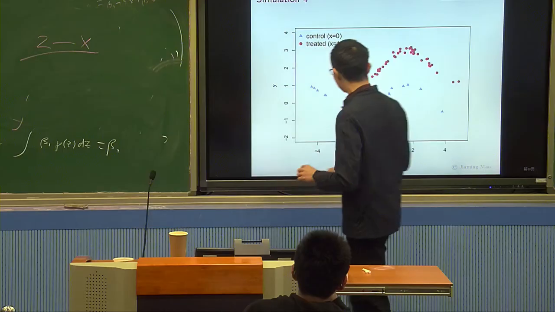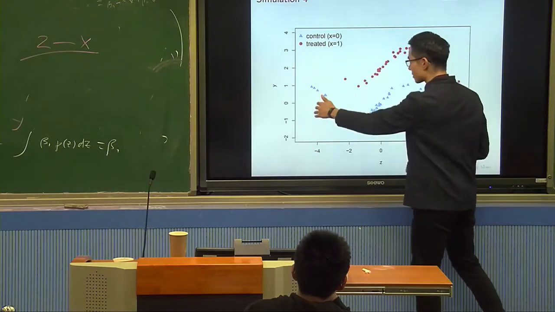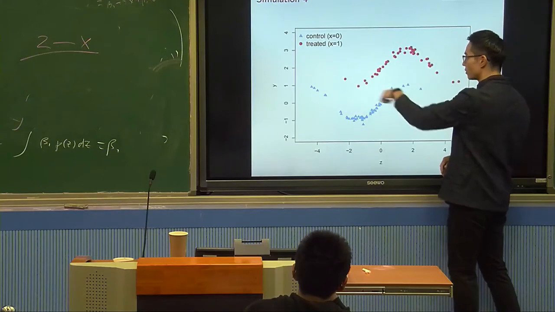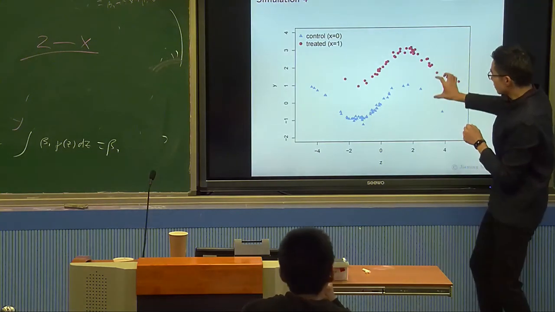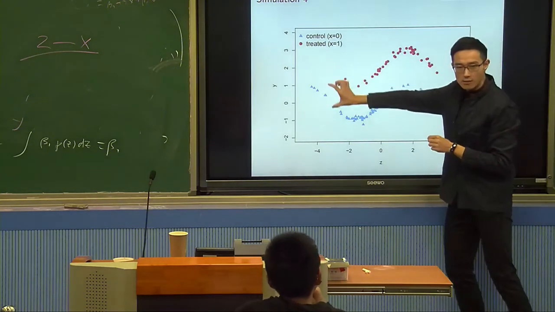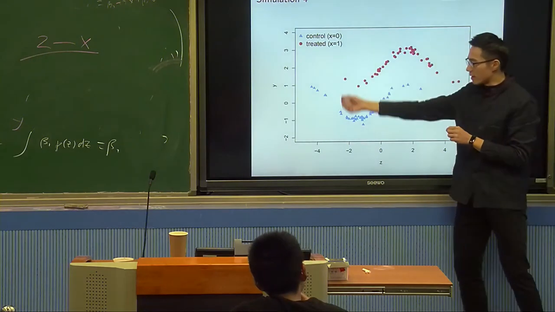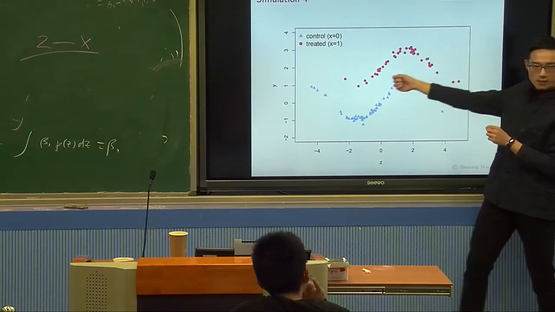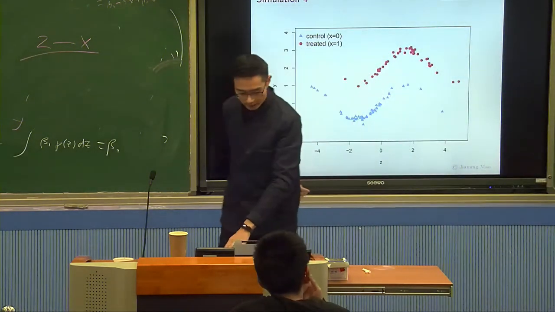It looks like this, where this is our z, this is our x, this is the treatment, this is the control, this is the treatment. The difference is always 2, because that's the constant treatment effect. But it is a nonlinear function of z. How do we get it?